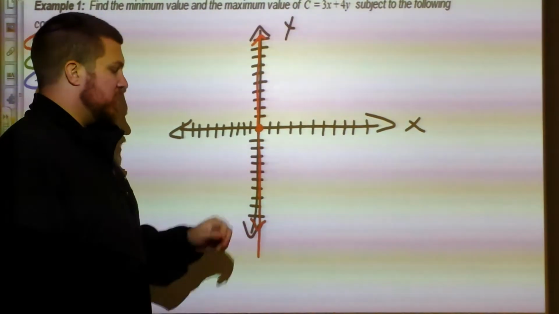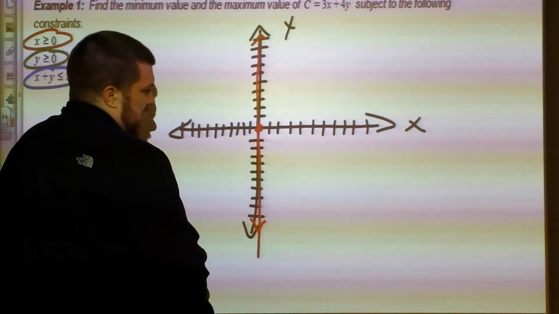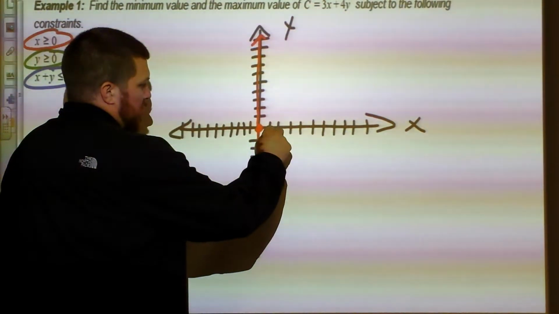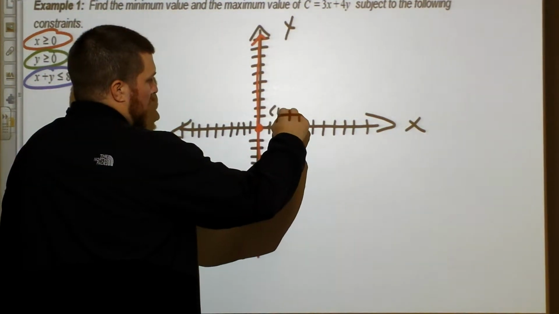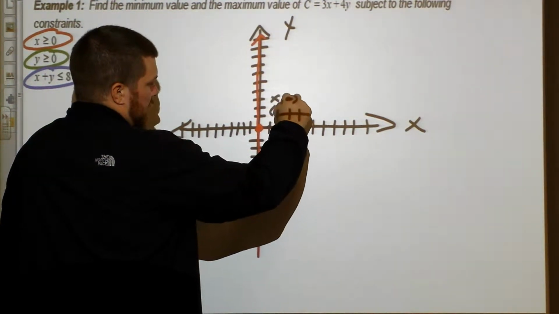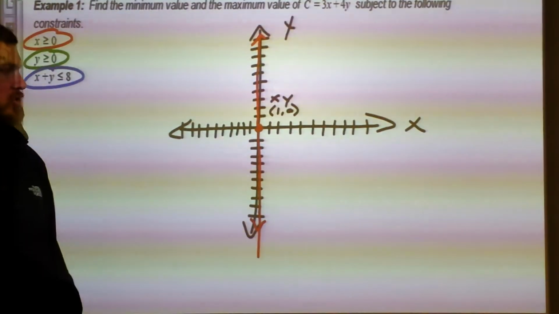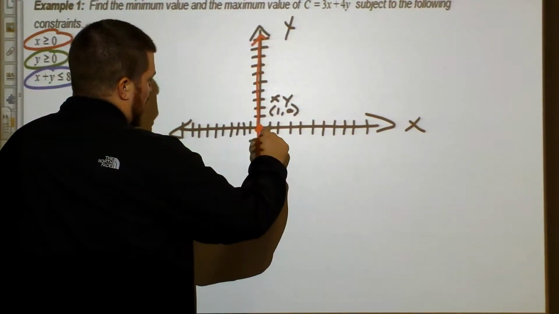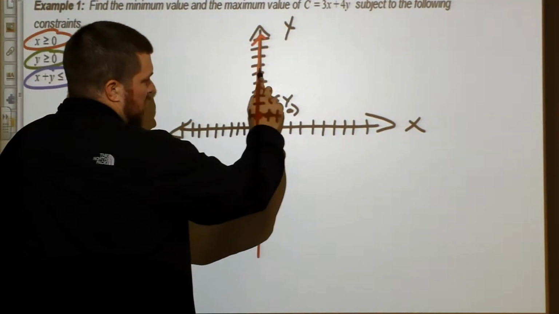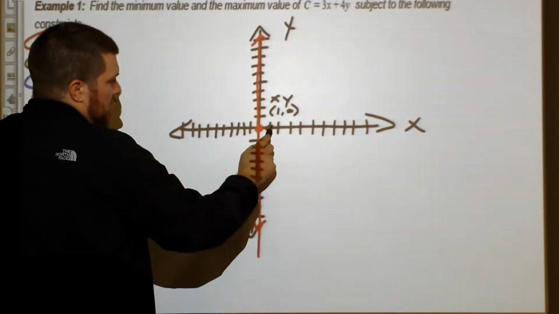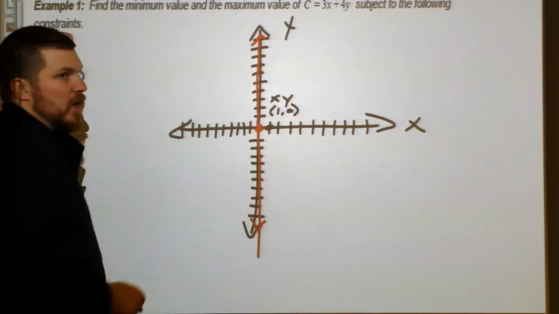Well, I'm going to pick a test point. This time I can't use 0, 0, so I'm going to try this point right here. 1, 0. First number is your x, second number is your y. Again, this is just scratch work. If this point works, I'm going to shade to the right. If it doesn't work, that means everything to the left has to work.